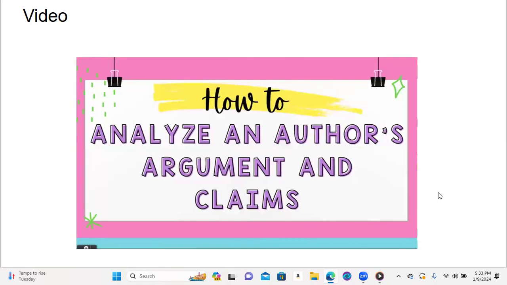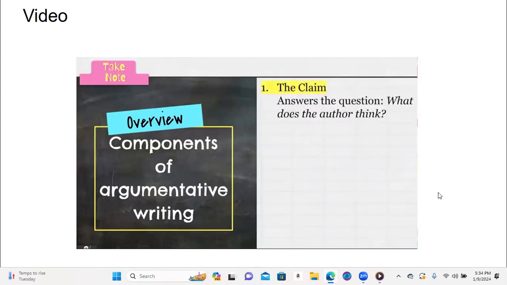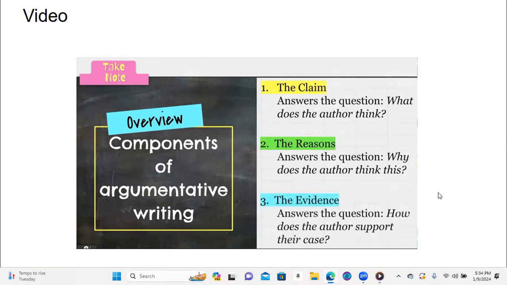So now that we have all of the vocabulary under our belts, let's look at how to analyze an author's arguments and claim. So this is if you're reading an article, what steps do we need to do to figure out the claims and to analyze it? So here's a broad overview. These are the components of argumentative writing. First, you have the claim, and it answers the question, what does the author think? Then you have the reasons why the author thinks this. And then finally, the evidence, and it's how the author supports their case.